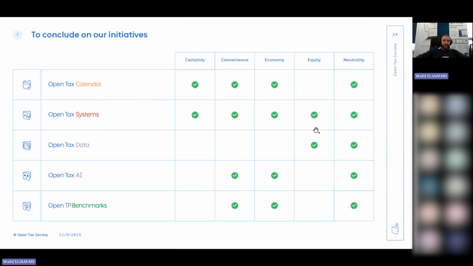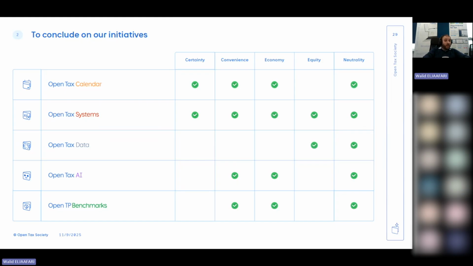Now to go back and review everything that we have done, the purpose at the beginning was to explain how we can decrease uncertainty, make it simpler to be tax compliant, reduce the costs, make it more fair to operate in a given tax system, and limit distortions. We believe that all of these initiatives will go in the right direction and contribute significantly. However, there may be others that may need to be developed later.